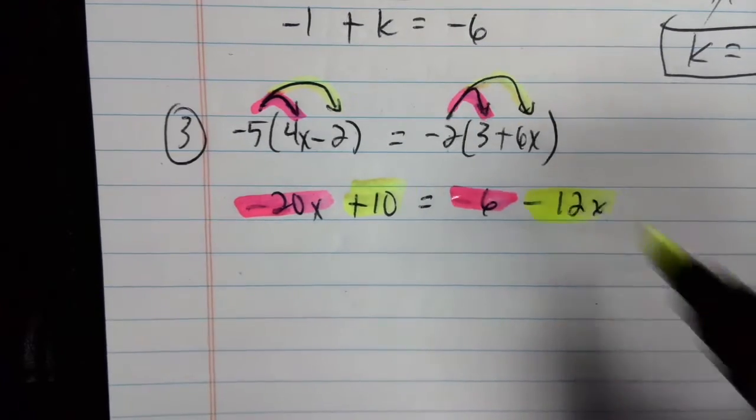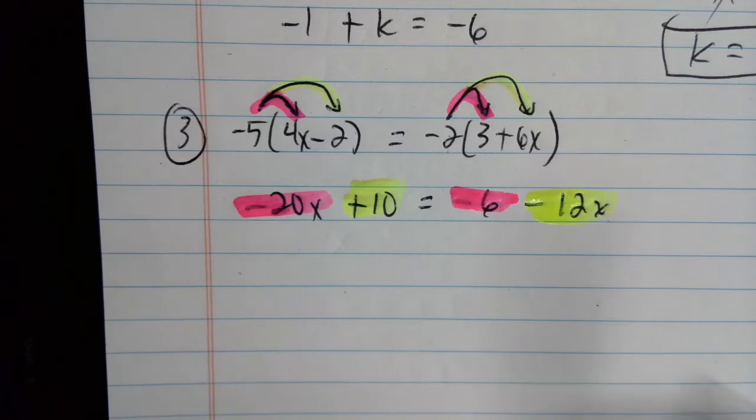Now it looks like the problems we did from lesson 96, because now we got rid of the parentheses. Okay, Luke, put the tower down.